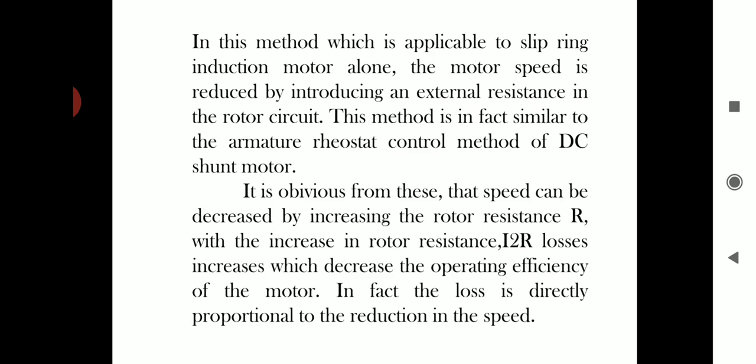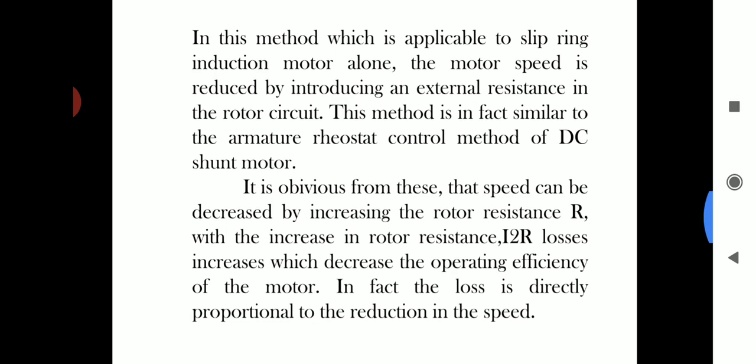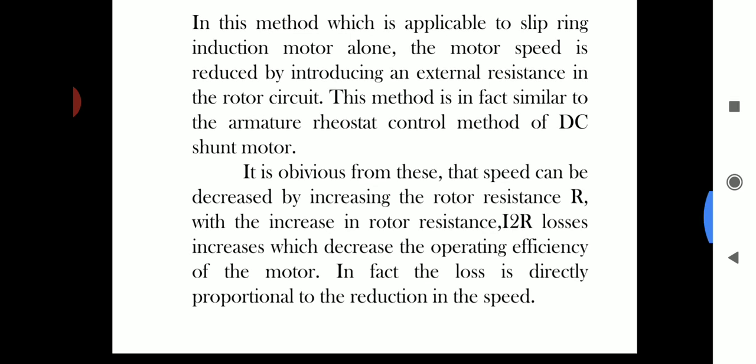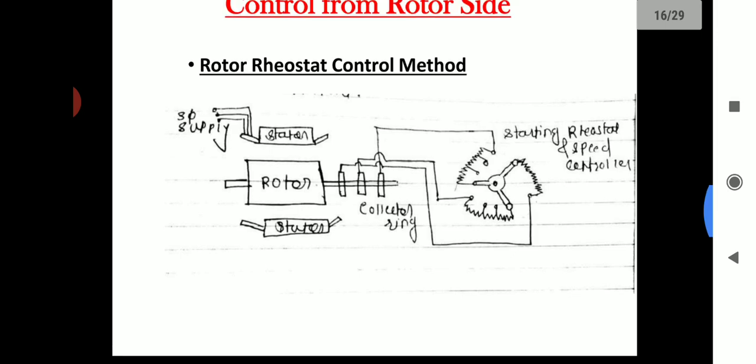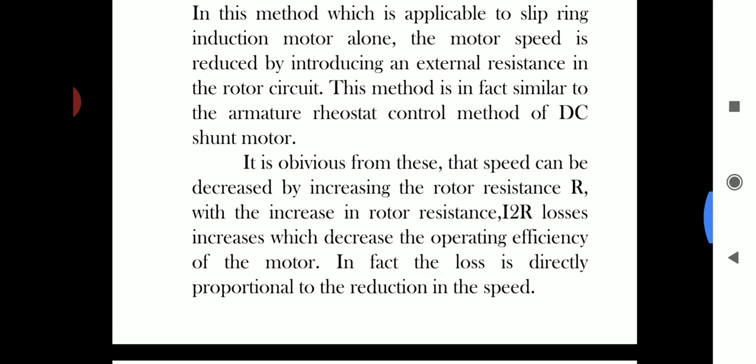This method is in fact similar to the armature rheostat control method of DC shunt motor we have seen in the previous lecture. So it is obvious from this that the speed can be decreased by increasing the rotor resistance. If you increase the value of the rotor resistance, your speed goes on decreasing. How? By increasing the rotor resistance R, the I square R losses increase. If the losses increase, the operating efficiency of the motor decreases, and if the efficiency decreases, then your speed also decreases. So in fact, the loss is directly proportional to the reduction in the speed. It means that if the I square R loss goes on increasing, then your speed goes on decreasing. So this is the topic, that is control from rotor side with the help of rotor rheostat control method.